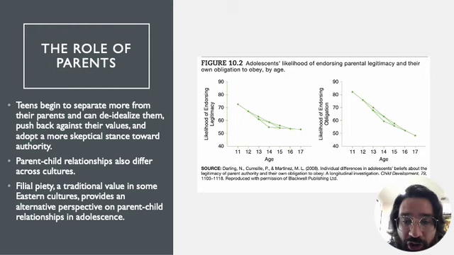And over here on this chart, you can see adolescents' likelihood of endorsing parental legitimacy and their own obligation to obey by age. So we see at younger ages, children will endorse their parents as a legitimate authority and say that they have an obligation to obey their parents. As we start to move to the right on this graph, what do we notice? Right? That there's a decreasing sense of parental legitimacy and a decreased sense of obligation to obey what their parents say.